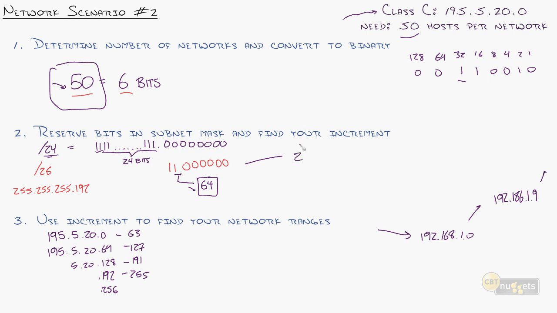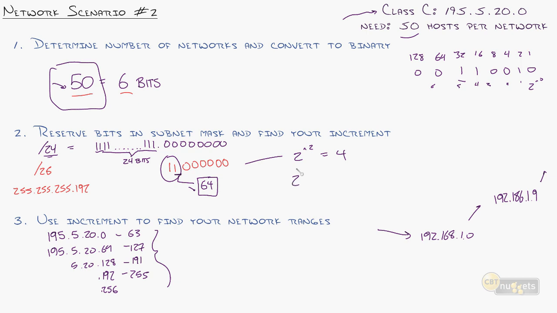Remember that? 2 to the power of bits. So if I'm curious about the networks, I'll do 2 to the power of 2, because there's 2 network bits. So that's 2 times 2. Or remember these guys, 2 to the power of 0, 1, 2, 3, 4, 5, 6, and so on. 2 to the power of 2 is actually 4, so I get 4 networks, and that lines up.